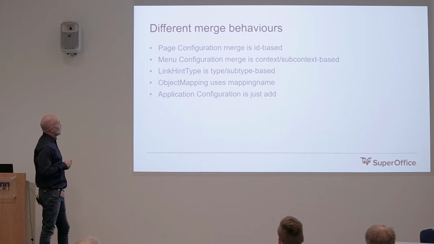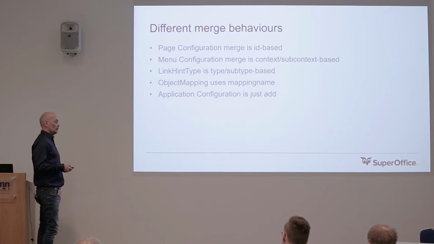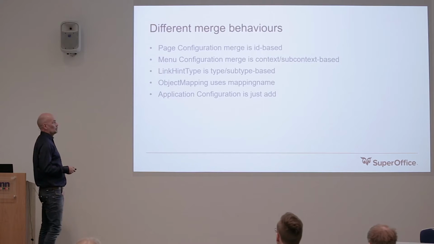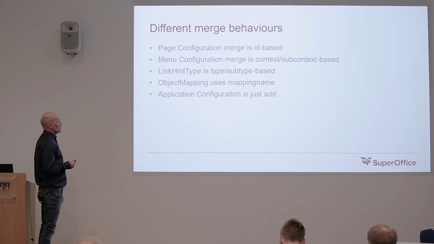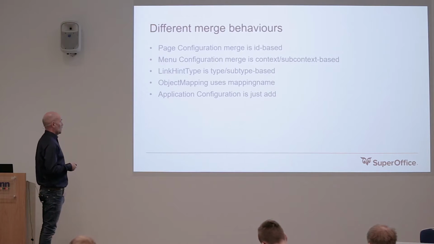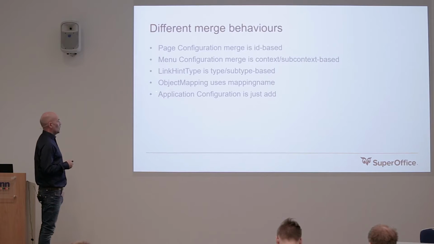This can also be applied to menu configurations. Menus don't have an ID, they have something called context and subcontext, so it will match the context and subcontext attributes, and then insert your configuration based on that. The link hint, same kind of thing. It has a type and a subtype. It will search for this type and subtype and insert it there. If it doesn't find it, it will add it. Same with object mapping. And same with application configuration.